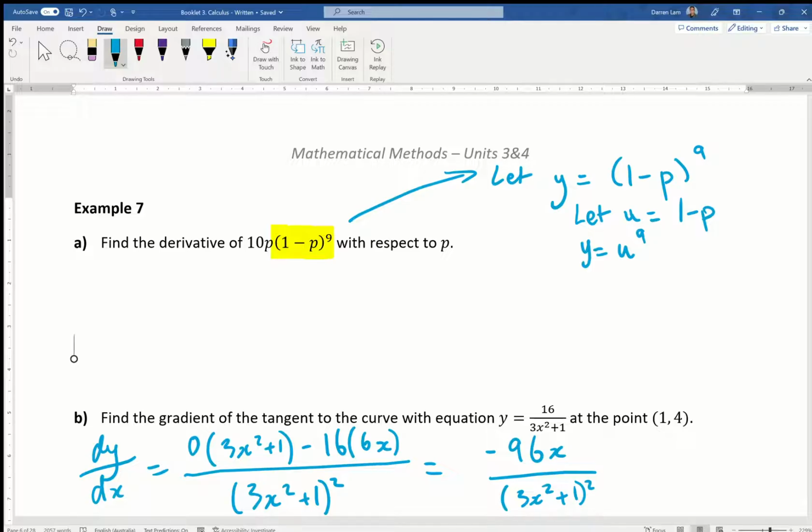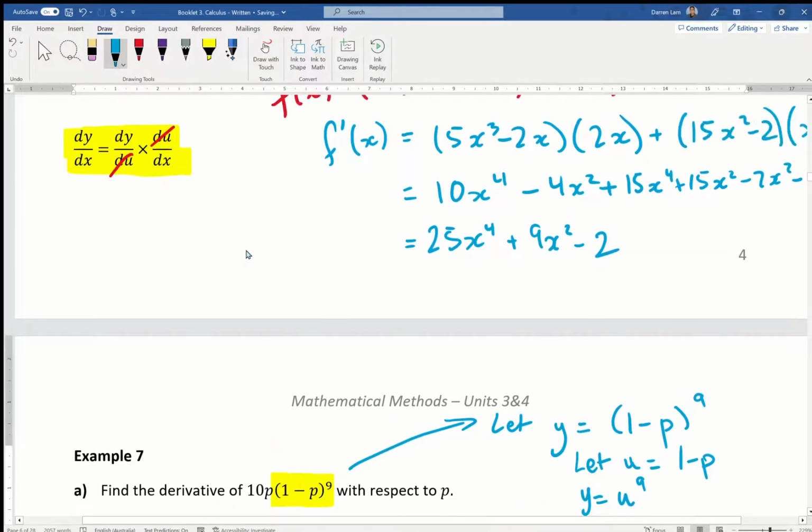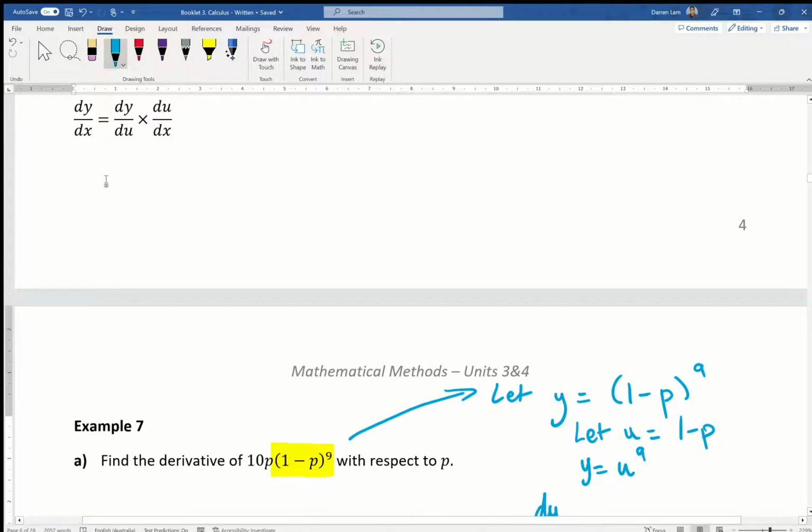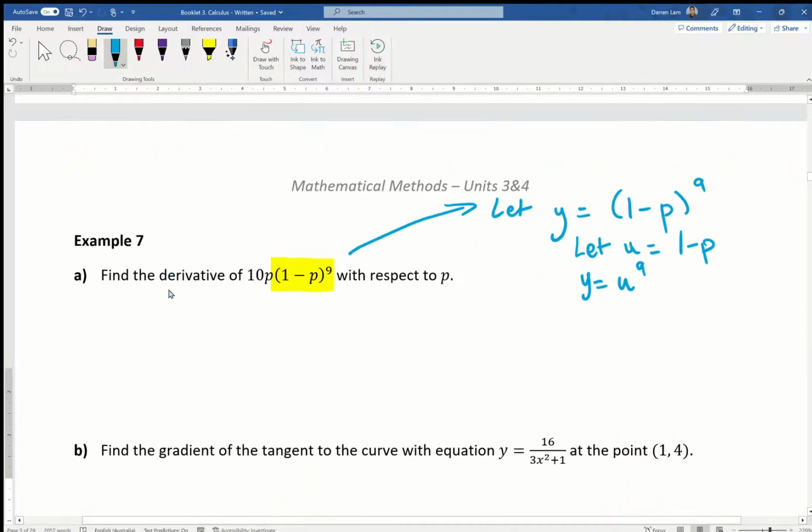Instead of writing dy/du equals this, dy/dx, etc., I'm going to jump straight to using the formula. dy/dx equals, again, because we're multiplying, order doesn't matter. I'm just going to be consistent and use dy/du first. So dy/du is saying derive the function of y in terms of u, just like normally it's dy/dx, derive the function of y in terms of x. We're deriving y in terms of u for our first component there.